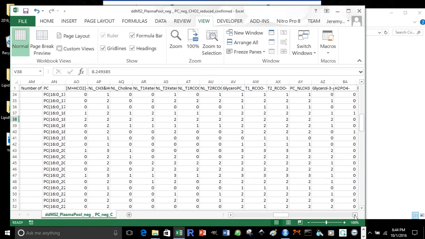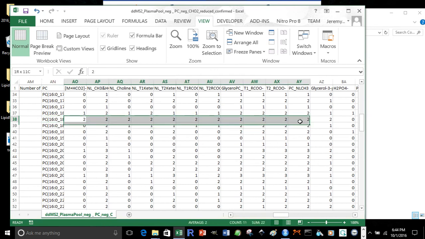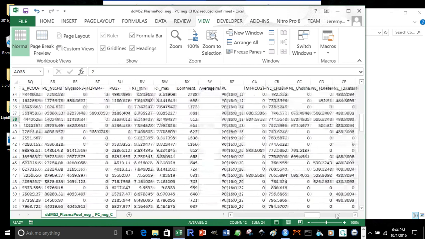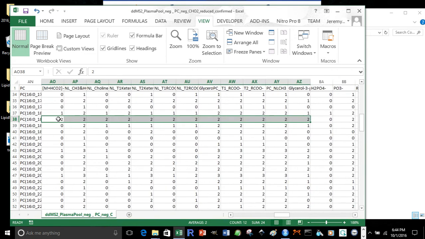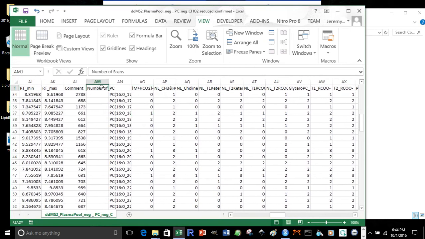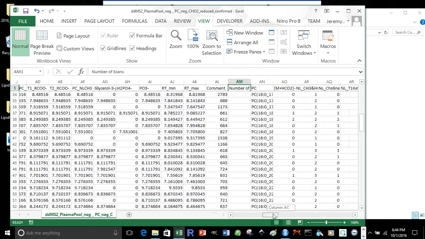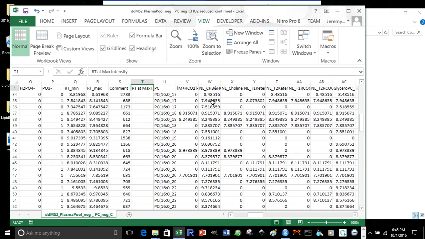Now you can see the number of scans. So in this case, for PC 16:0_18:1, all of the scans were confirmed in at least 2 scans. In some cases, maybe only 1 scan did you observe the fragment. Again, you can check for each of these. There are titles that will describe what those columns represent.